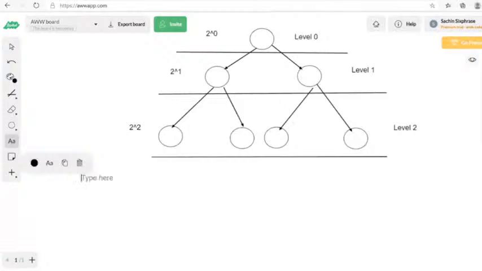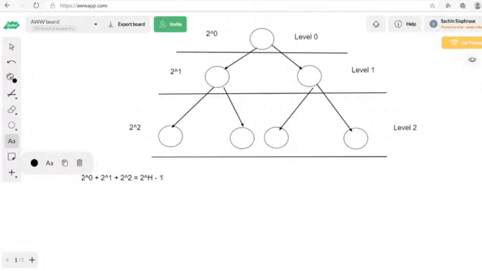When you add all these nodes together, you get the overall number of nodes available. So 2 power 0 plus 2 power 1 plus 2 power 2 is equal to the total number of nodes available in the tree. What is the formula for finding the total number of nodes in a full binary tree? It is 2 power h minus 1, where h is the height of the tree.